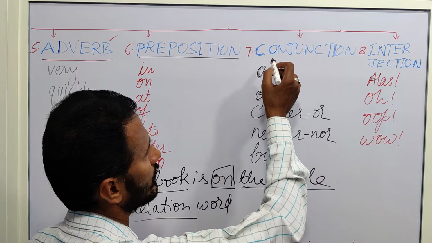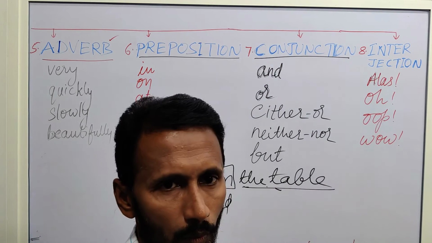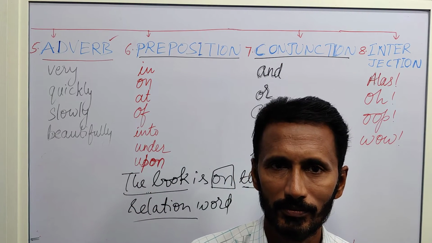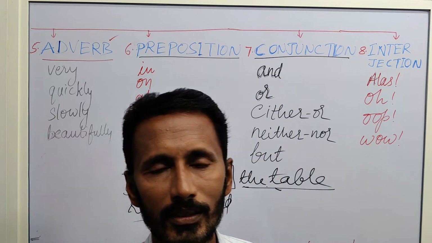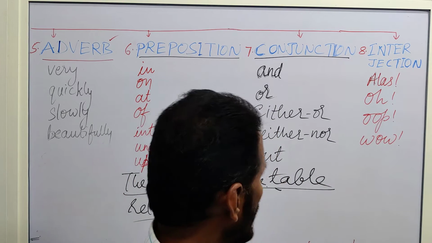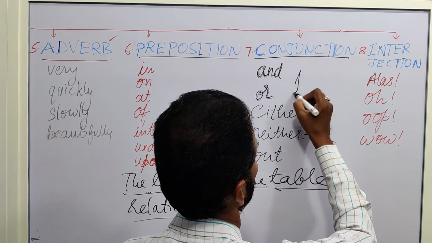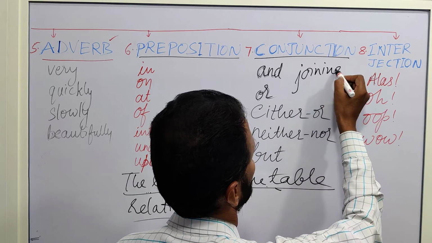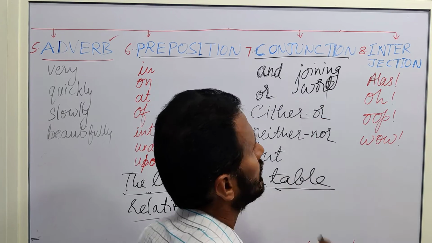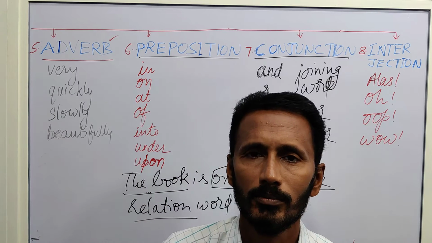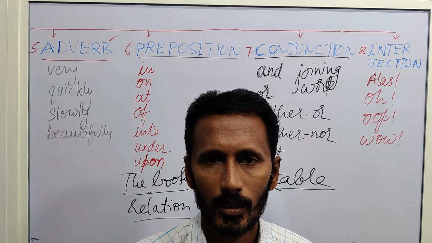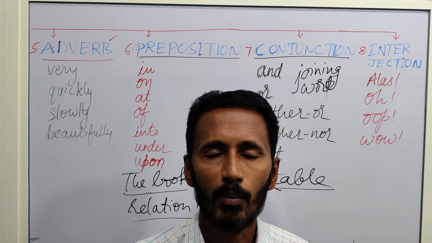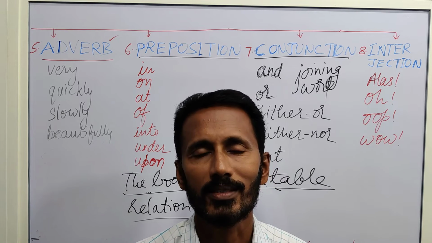Now coming to conjunction. What is meant by conjunction? We can say that it is a word which joins. It is a joining word. What does it join? Two words or two sentences. It combines two words or sentences.